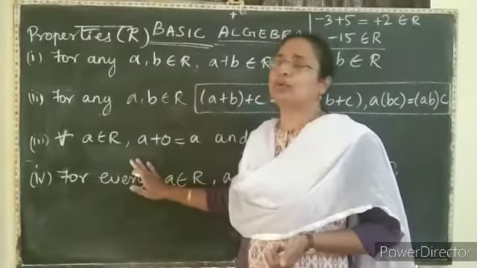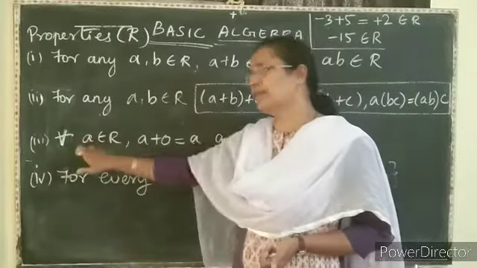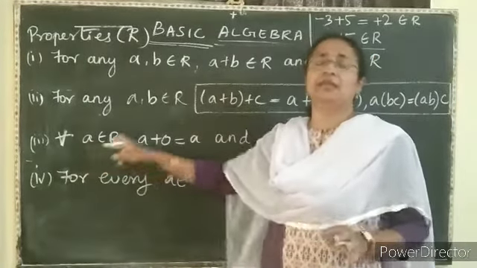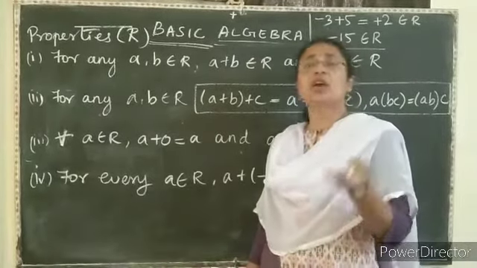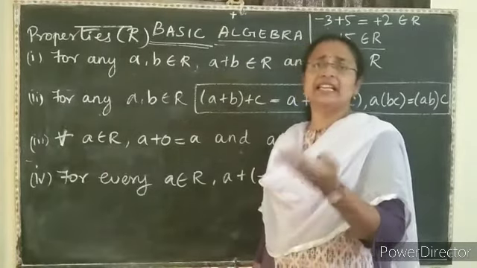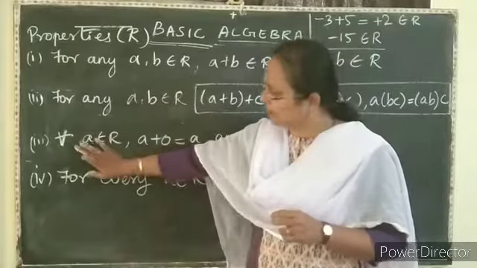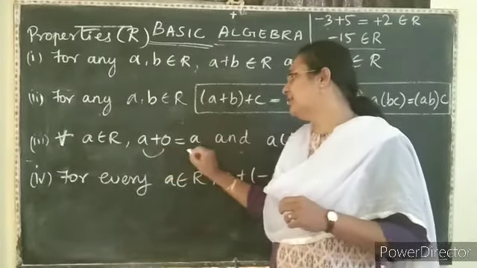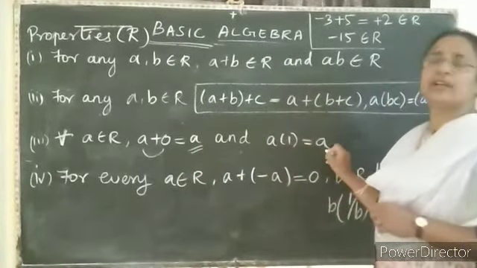Now look into this. This is a very important property: for all a belongs to R. Whatever the value of a, I can take any value. It can be a decimal, a positive integer, a negative integer, or a surd. Surd means root 2, root 5, root 6, root 8. These are numbers, isn't it? Now, for every a belongs to R, a plus 0 will give you the answer a. And again, a into 1 is equal to a.